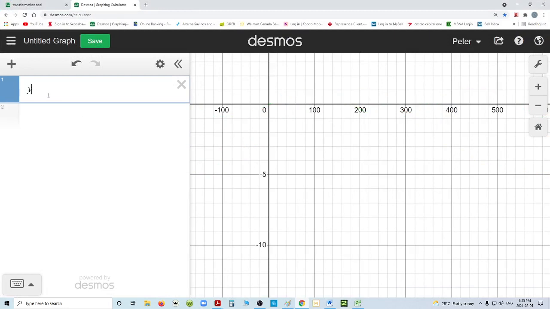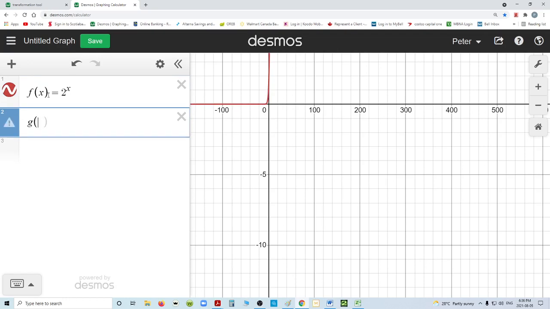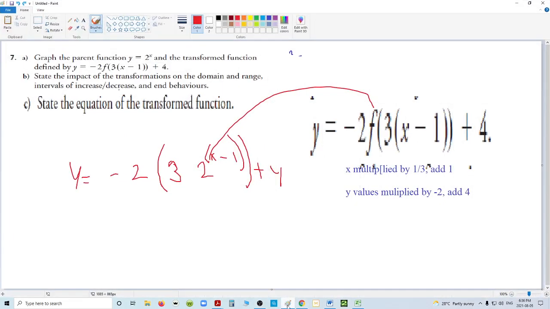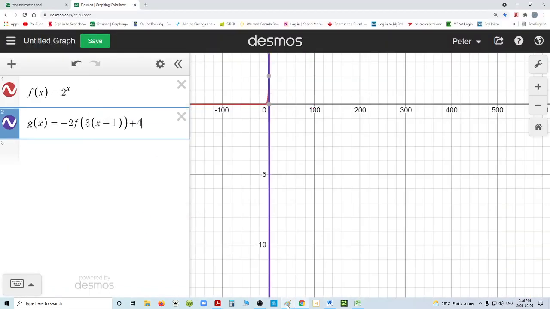So here's our base equation. Here's our transformation. Let's do f of x instead up here. And we're going to do our g of x here. And we're just going to apply all the transformations. And I believe it was f. And then it was 3, x minus 1, and then it was elevated by 4. Did I get those right? Minus 2 in front, a 3, x minus 1, and then a 4. Yeah, I got it right.